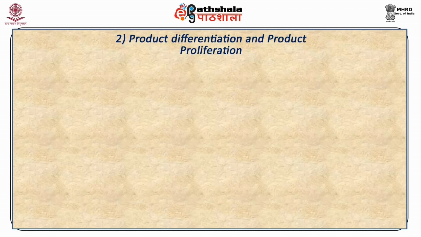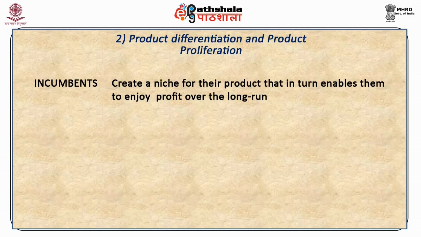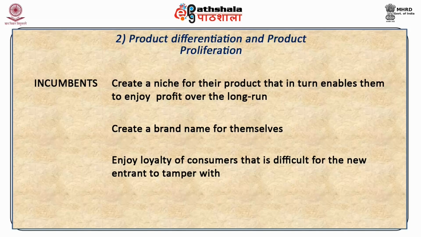Now let us discuss product differentiation and product proliferation. Incumbents sometimes create a niche for their product that in turn enables them to enjoy profit over the long run. In other instances, incumbents create a brand name for themselves and enjoy loyalty of consumers that is difficult for the new entrant to tamper with, and thus restricts its entry into the industry.